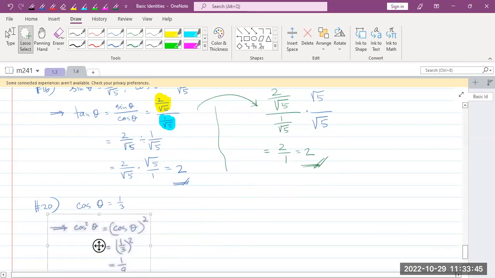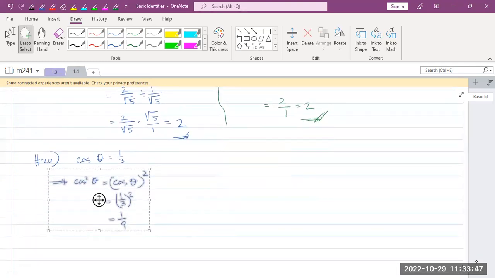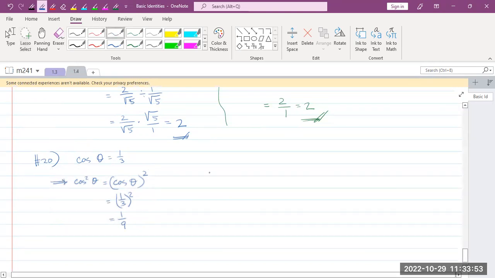Okay, that's for number 20. Number 28. Now this one is fun. Cosine theta equals 5/13. Theta is in quadrant 1. Find sine theta.